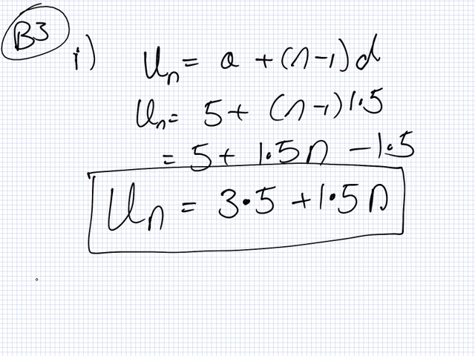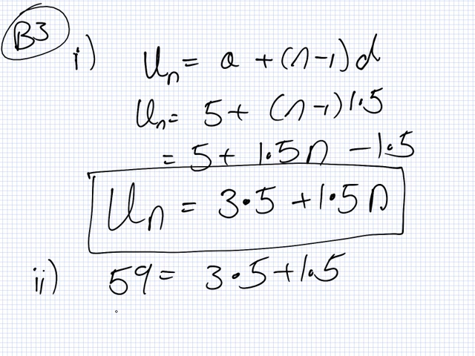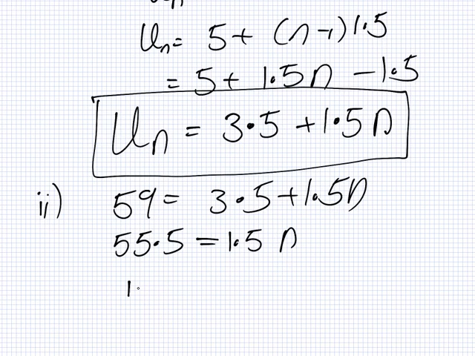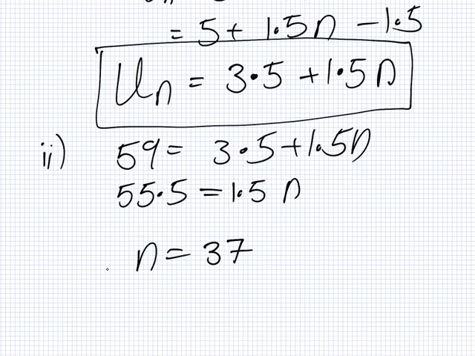Okay, part 2. When did she pay £59? 37, you got? Okay. So that is 55.5, is it? Equals 1.5n. Now I don't have a calculator, but this is 111 over 3. 3 goes into 11 3 times with 2 left over. 37. Fantastic.